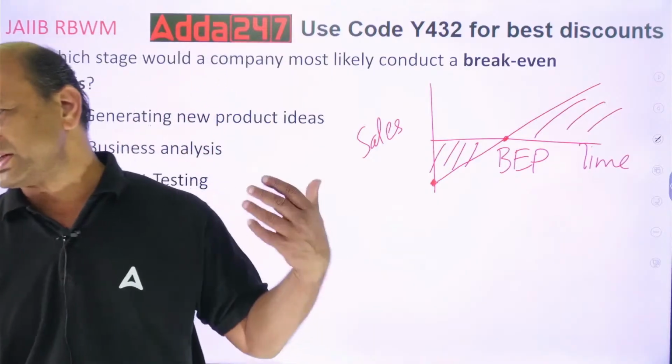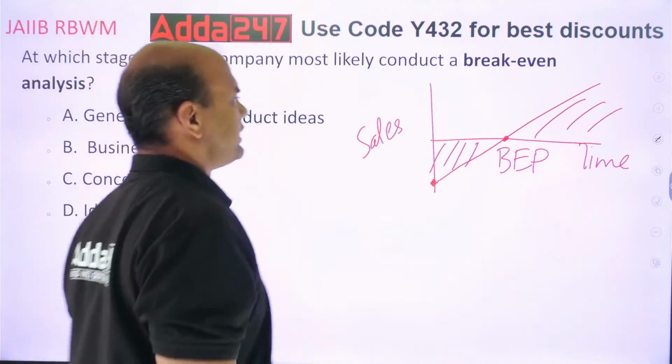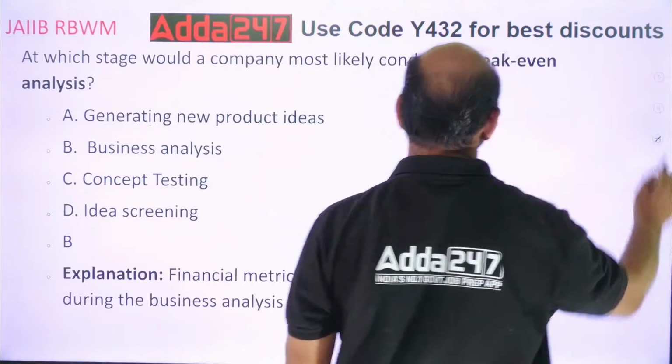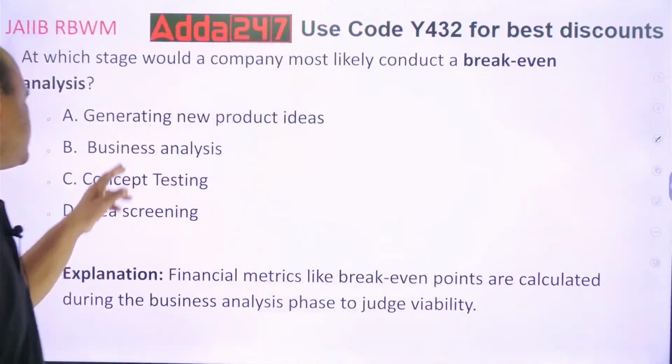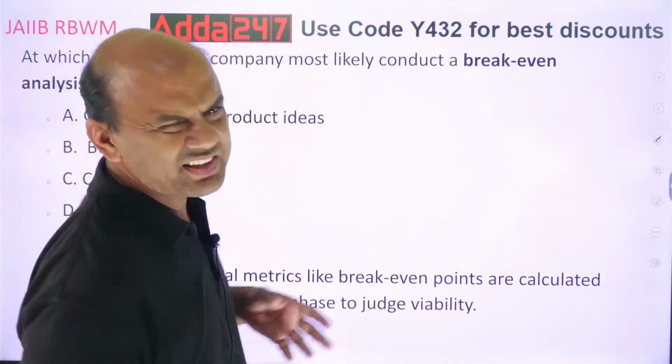So in which stage do you think this BEP will work? Yes, what do you think? BEP will be there in which stage? The answer is business analysis. Financial metrics like break-even points are calculated during the business analysis phase to judge viability. Judge viability means you will check whether this will work or not.